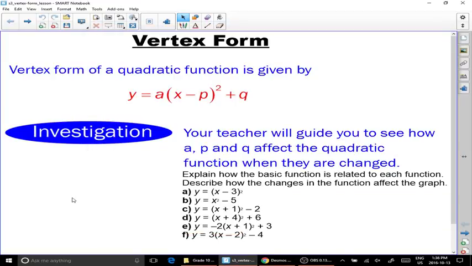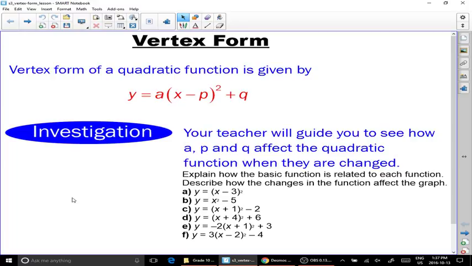Today we're looking at vertex form of a quadratic function. The vertex form of a quadratic function is y equals a bracket x minus p quantity squared plus q. So, Sky, there are three variables here in this function: a, p, and q. A, p, and q are what not only tell us things, but they will help determine what the graph looks like.